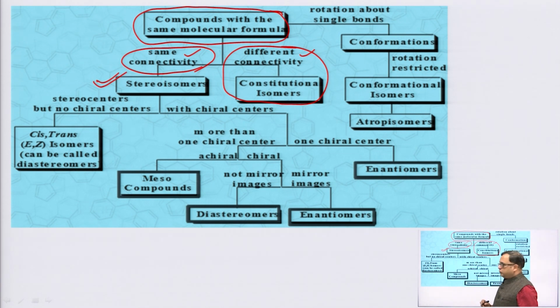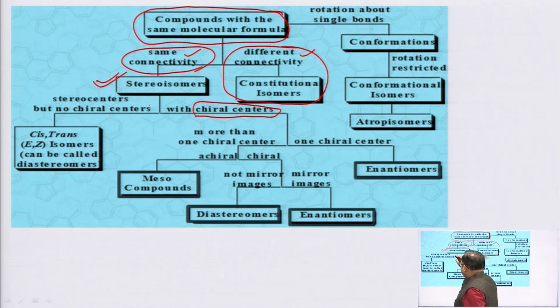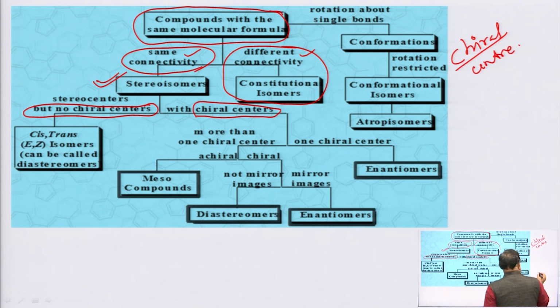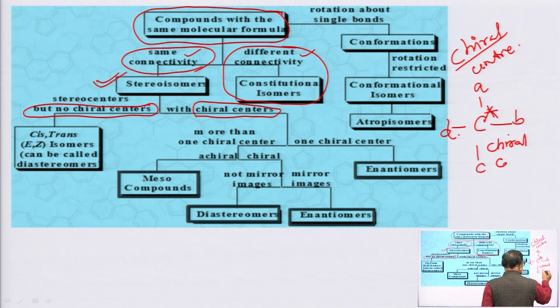Now, within stereoisomers again there are two possibilities: the stereoisomers can have a chiral center or they can't have a chiral center. So, what does it mean? First of all, let us get some idea about the chiral center or chiral carbon. Any carbon that is associated with 4 different substituents is called a chiral carbon.